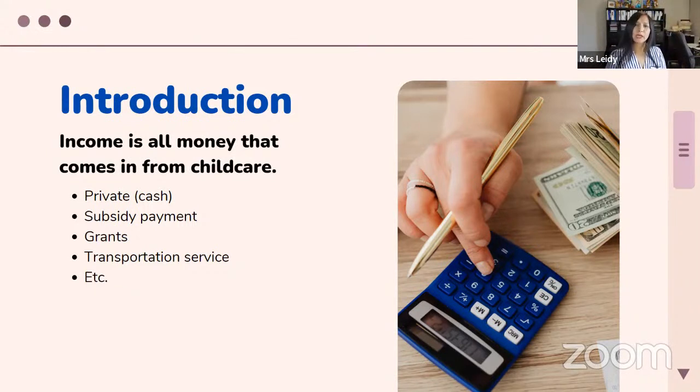I also get payment from subsidy agencies, like for example, CCRC, DCFS. There are different programs that pay me, and they pay me every month. I also get grants as an owner of a business. I get grants, and I also get payment for transportation, etc.